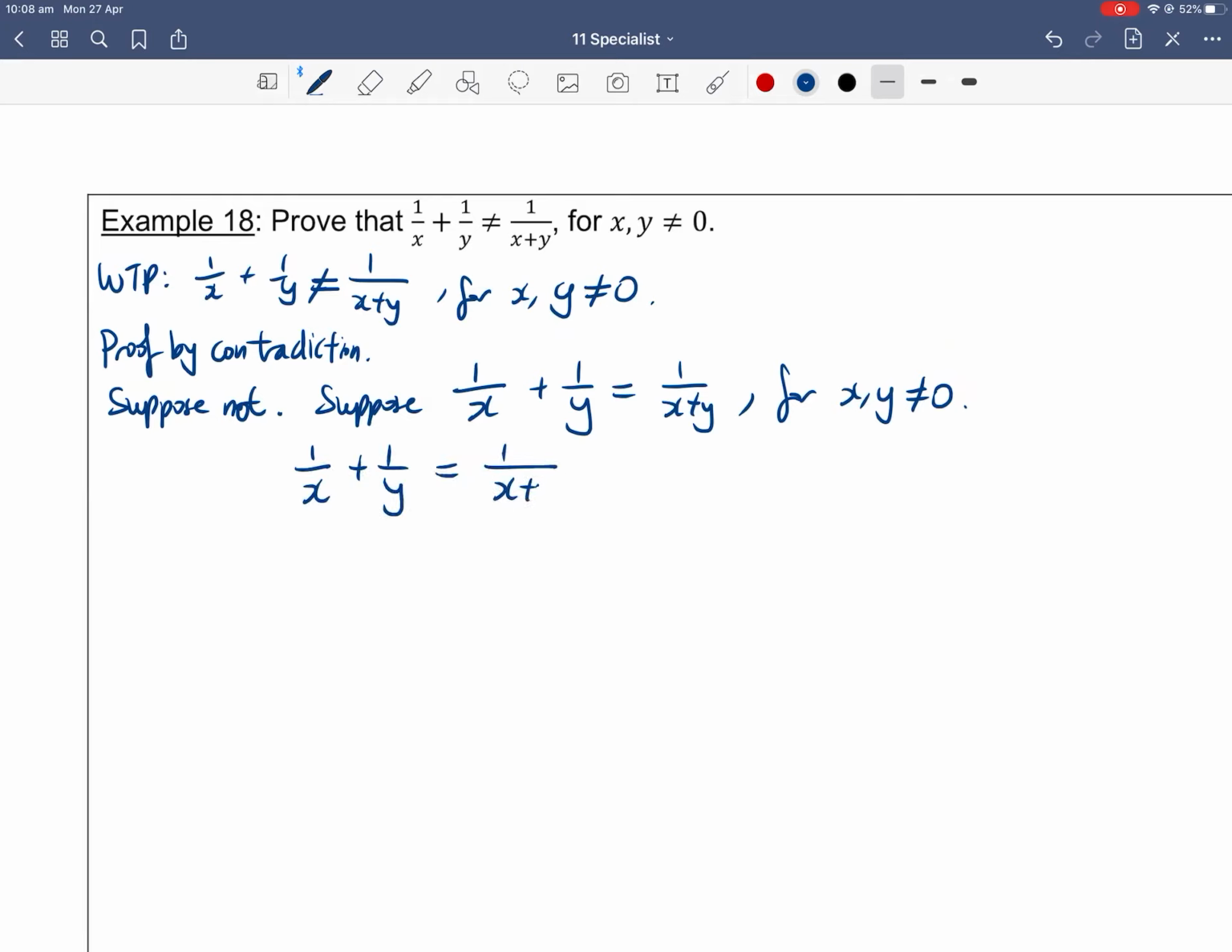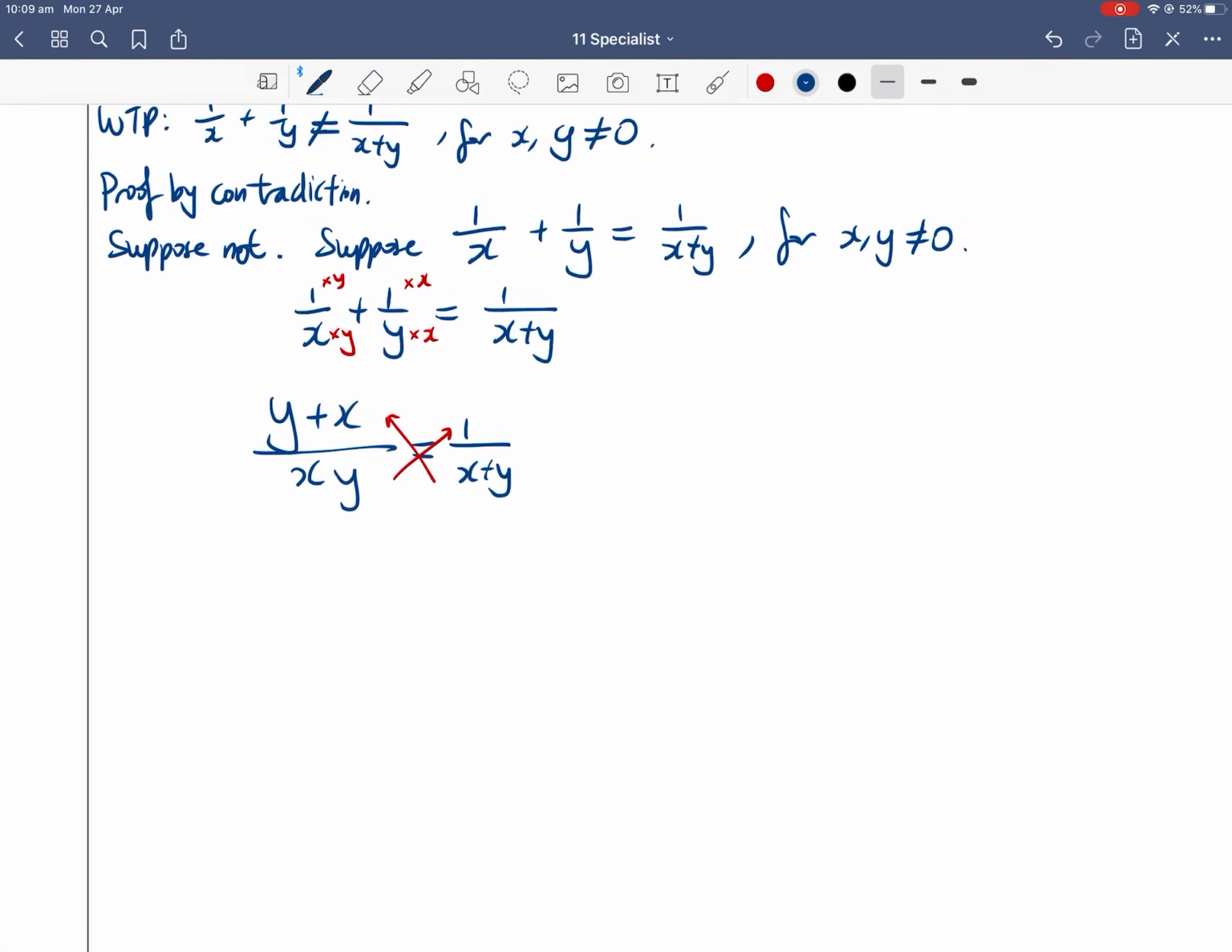So, okay, let's work with what we assumed, that 1 over x plus 1 over y equals 1 over x plus y. If we want to add fractions, we need to have the same denominator. So I'm just going to multiply by y times x times x. So I get y plus x over x times y. And the denominator equals 1 over x plus y.